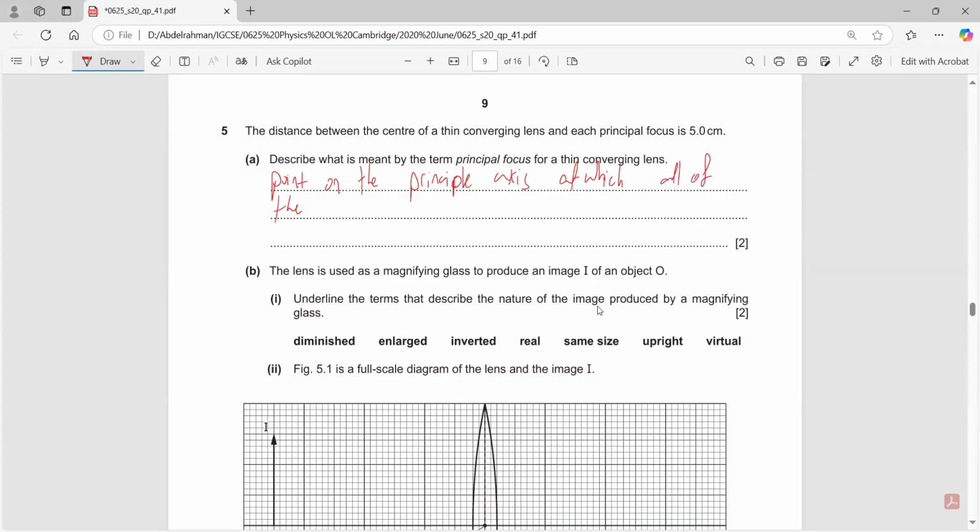The idea is that we have parallel rays, not any rays, all of the parallel rays converge and meet after passing through the lens.